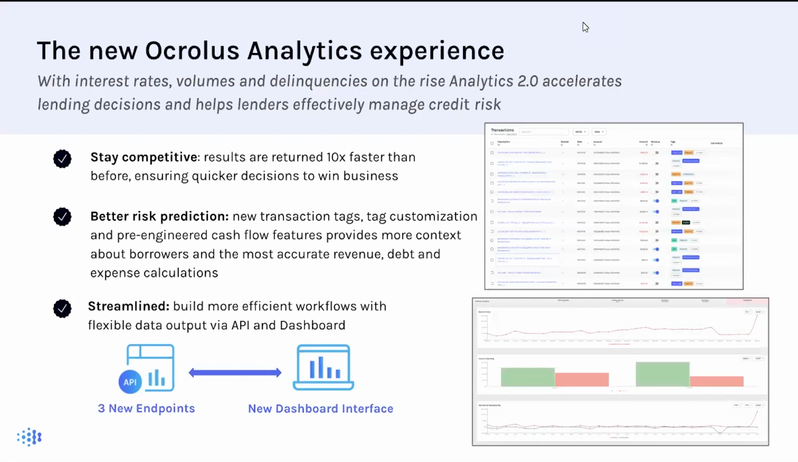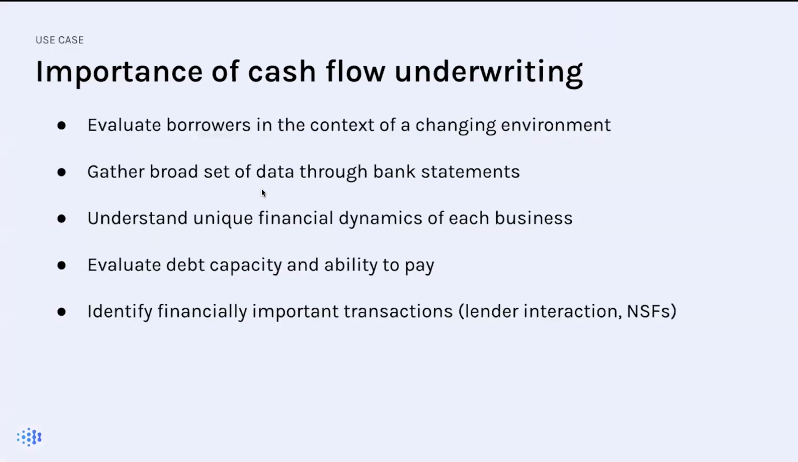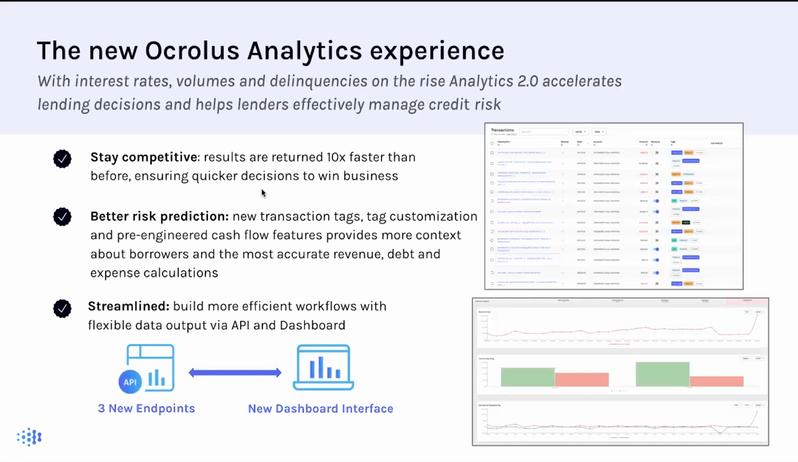What are we trying to focus on? We're trying to focus on speed, staying competitive, and credit risk management, such as potential loss rates. So how are we adjusting this? With the new analytics cash flow, we will be able to adjust different areas, such as staying competitive with results 10 times faster than before, and better risk prediction. How do we identify new transaction tags, task customizations, and pre-engineered cash flow features? In addition, we'll be able to give you more robust, accurate revenue, debt, and expense calculations. As well, we now offer streamlined, efficient workflows, whether on the API or the dashboard.